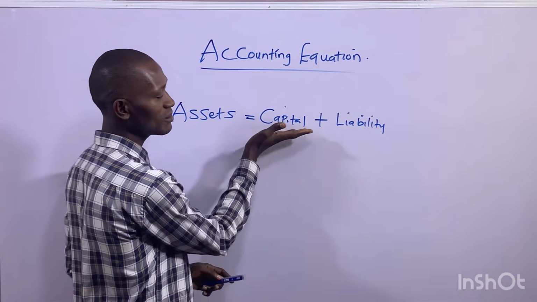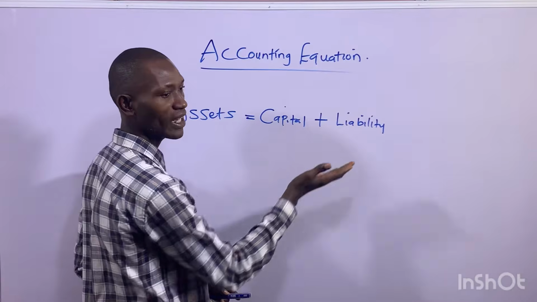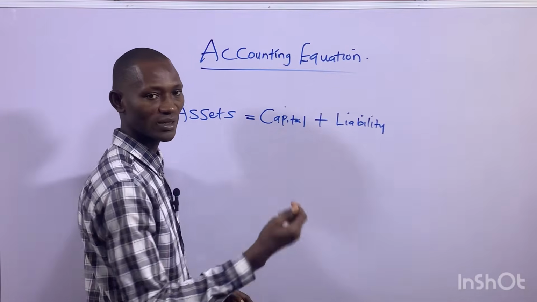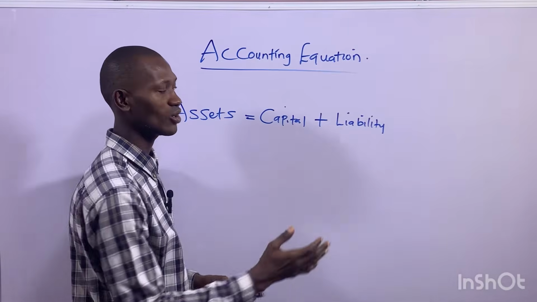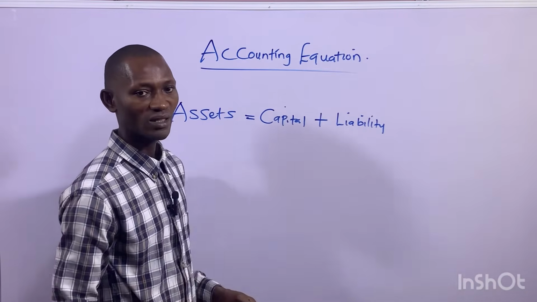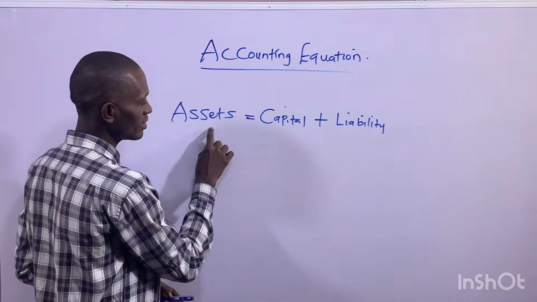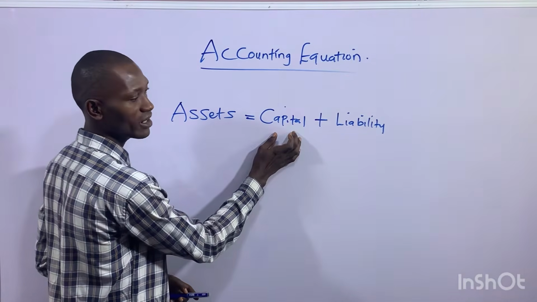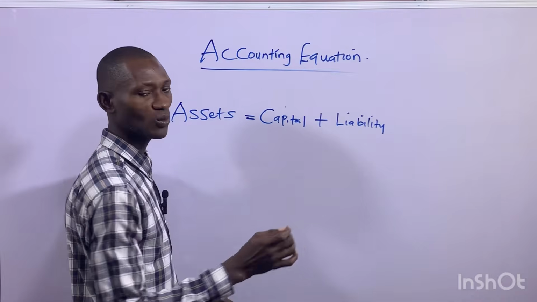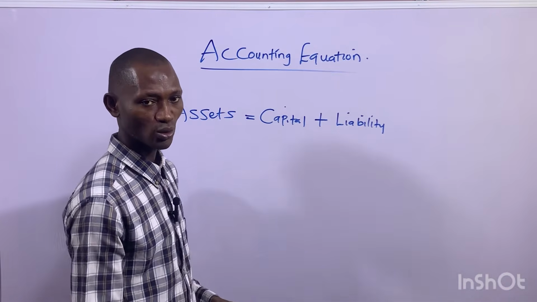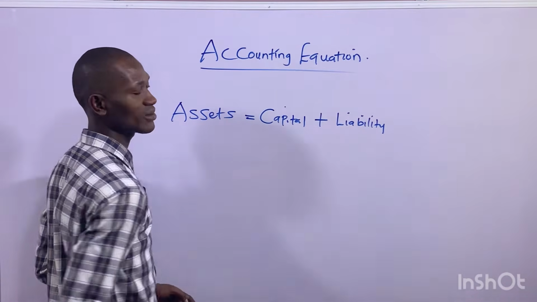Or are they financed by the owner as well as liability? We call these the outsiders. Those are the individuals or business organizations that the business is owing. So these assets are financed by the money provided by the owner of the business, which is capital, as well as the money which the owner of the business borrowed from outsiders.